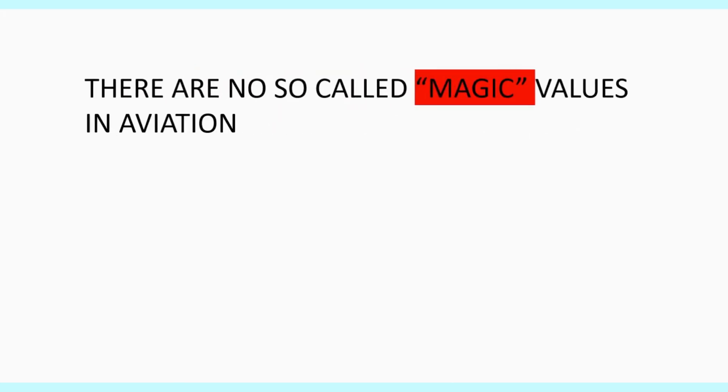The first thing I wanted to tell you is that there are a couple of things I want us to make clear. First of all, there are no so-called magic values in aviation. The word magic is basically used as a descriptive. There is nothing magic. Everything happens because it is designed or it is mathematically proven. So magic is not a word to be taken in the literal sense. It is just a descriptive word, just to make things look more interesting.